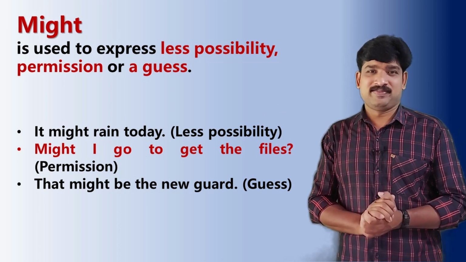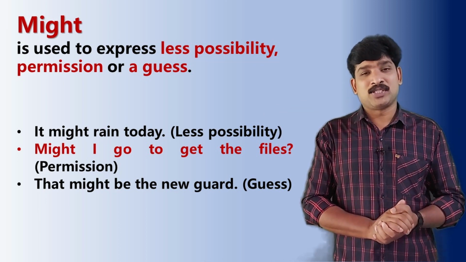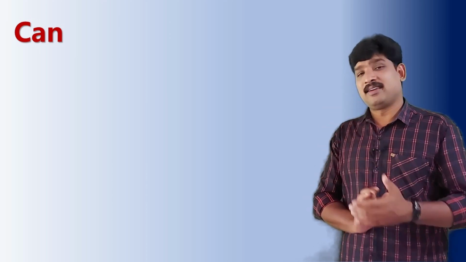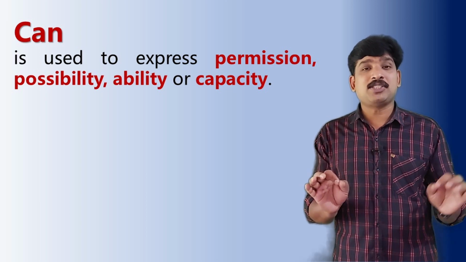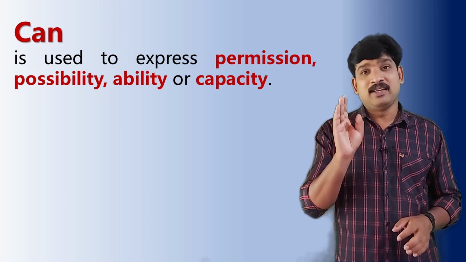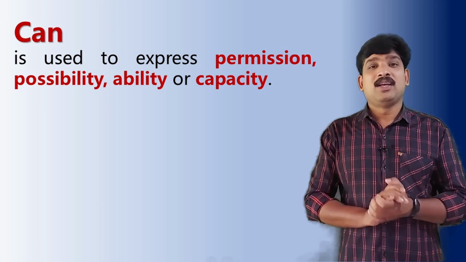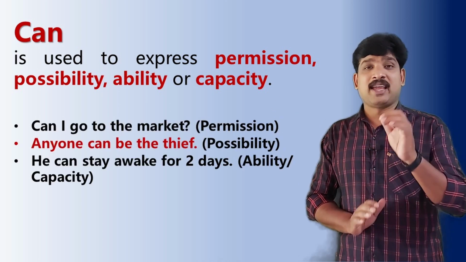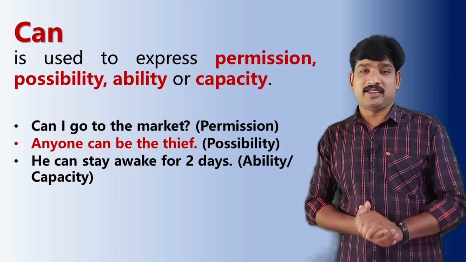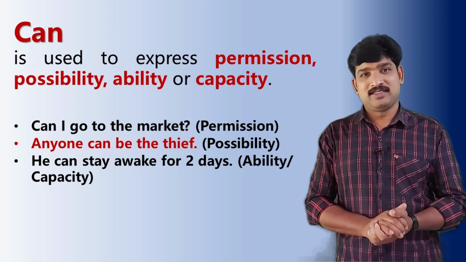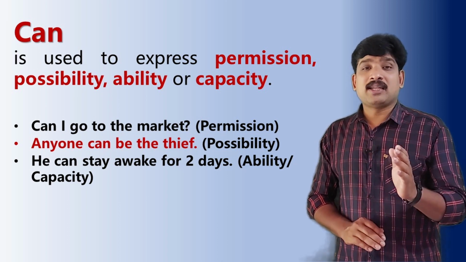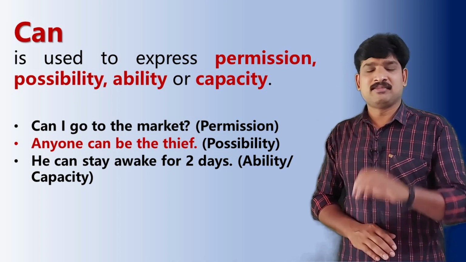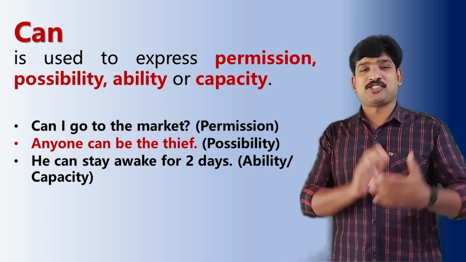Now let us look at the uses of modal can. The rule for the use of modal can is that it is used to express permission, possibility, ability or capacity. Look at some of the examples of modal can. Can I go to the market? Obviously, permission. Anyone can be the thief. It's a possibility. He can stay awake for 2 hours. Definitely ability or capacity.